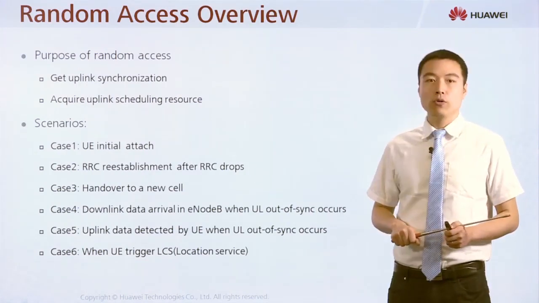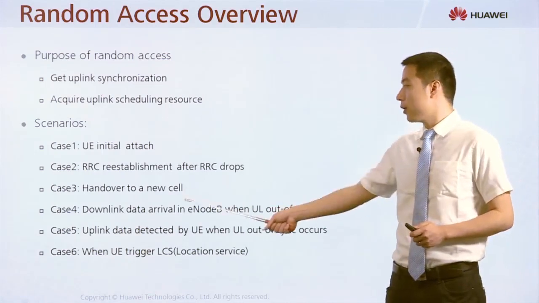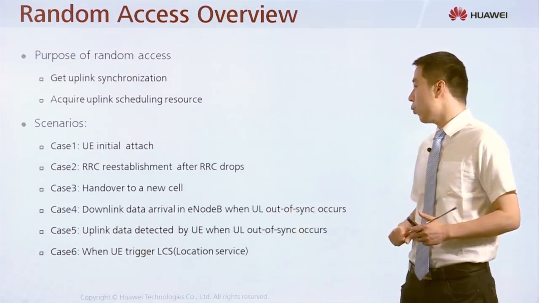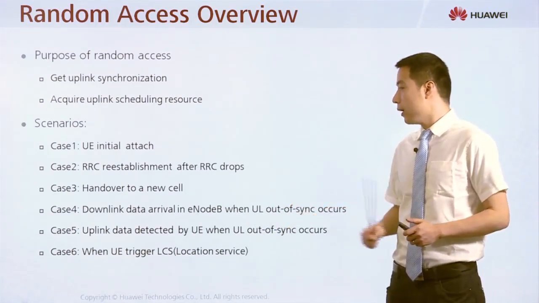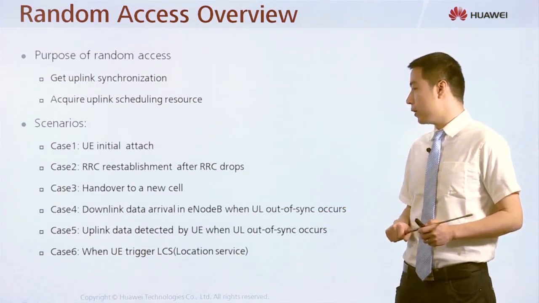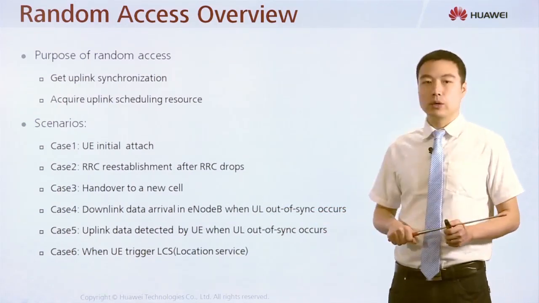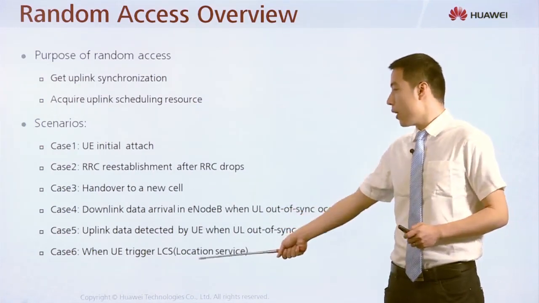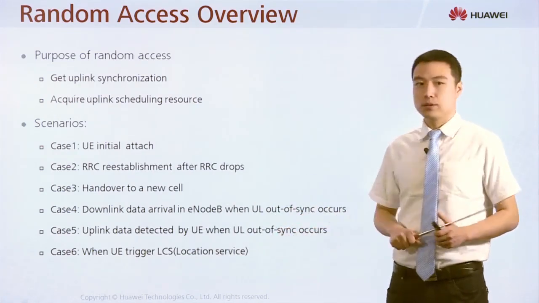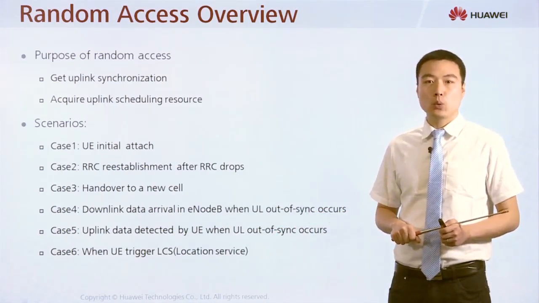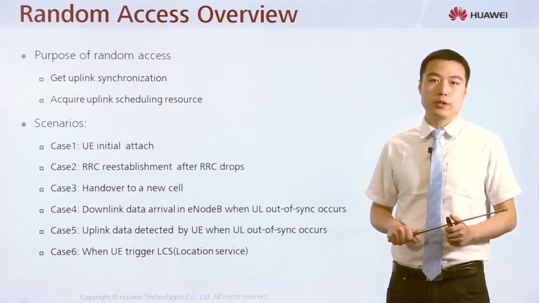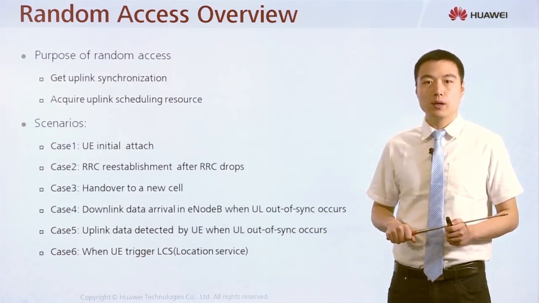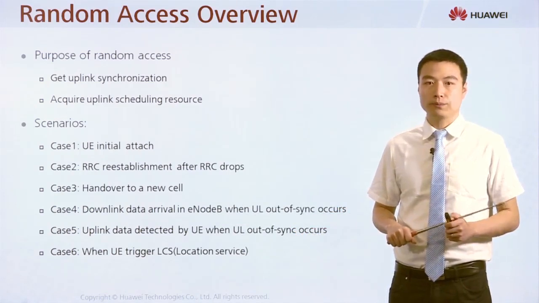Case 3, handover to a new cell. Case 4, downlink data arrives at the eNodeB when uplink out of synchronization occurs. Case 5, uplink data detected by the UE when uplink is out of synchronization. Case 6, when UE triggers the location services. Location services here means the network wants to find out where the UE is, to try to locate the UE. This location service is a special service, it's an optional service. It's not very common in the live network.